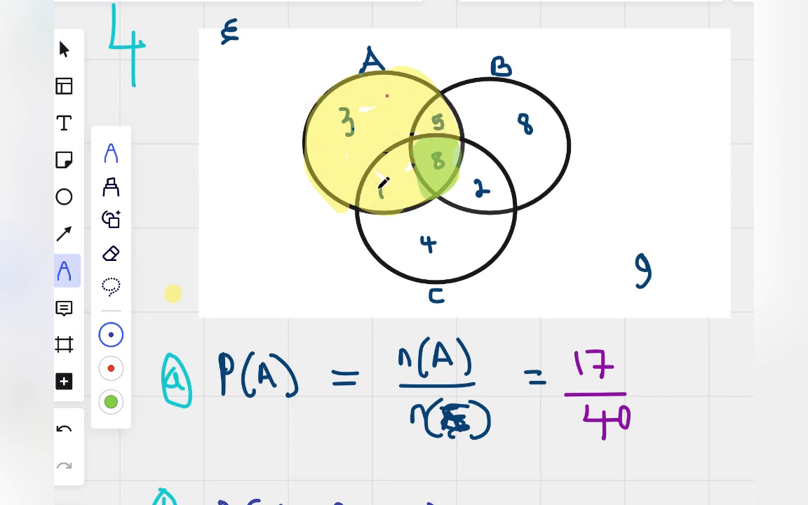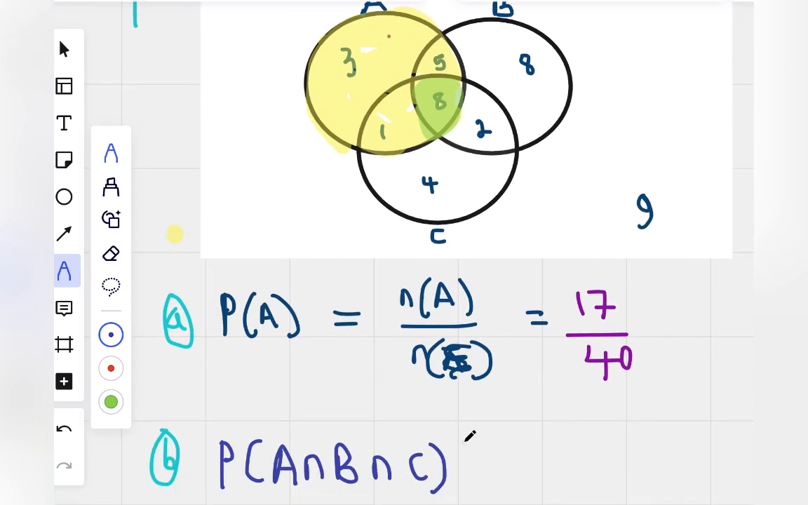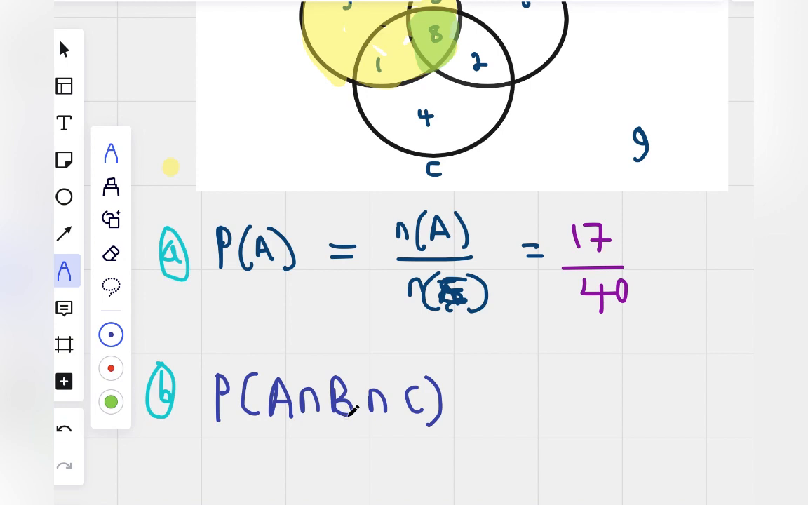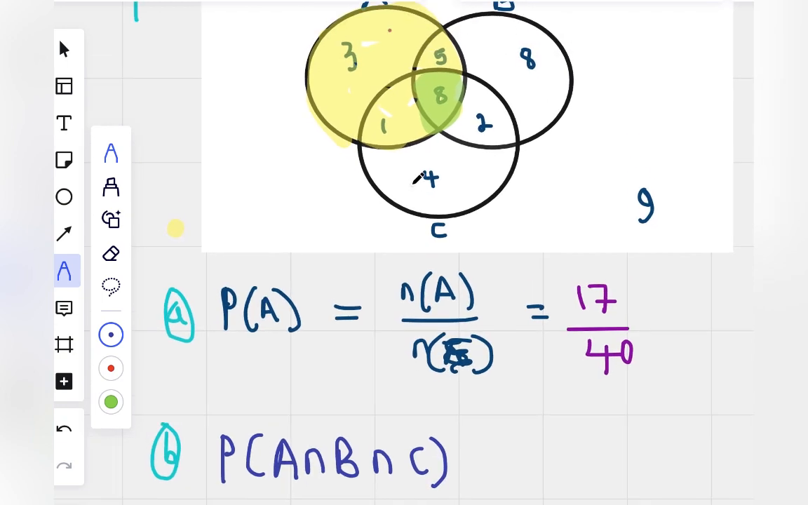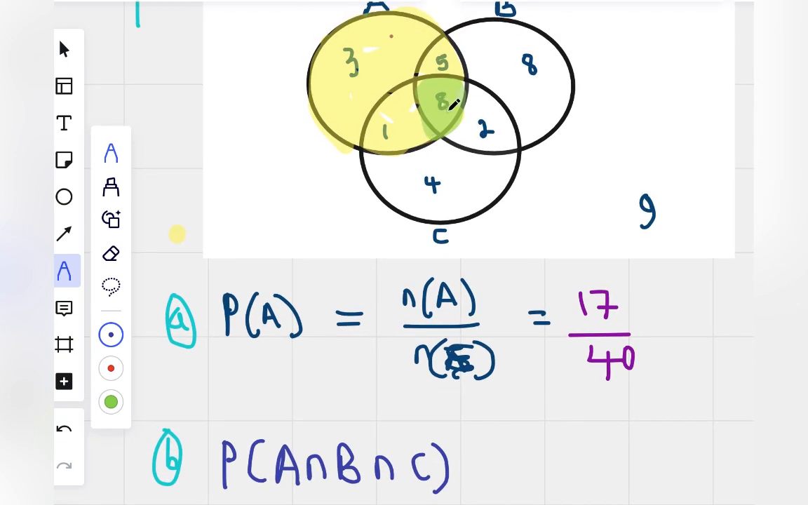This intersect 1 is between A and C only. This intersect 2 is between B and C only. But this intersect, 8, is the intersection of A and B and C. So when they ask you to find the probability of A intersect B intersect C, it means the number of elements in A intersect B intersect C.